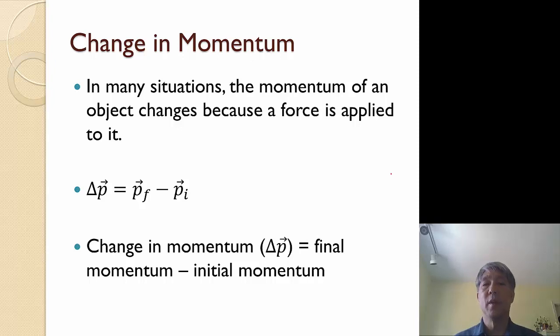We're also going to be interested a lot in the change in momentum of an object, because the change in momentum is going to signify that a force was applied to the object. In the case of the ball, the wall applies a force to the ball, making it bounce backwards. And remember that the change in any quantity is the final version of that quantity minus the initial version. So for change in momentum, it's final momentum minus initial momentum.